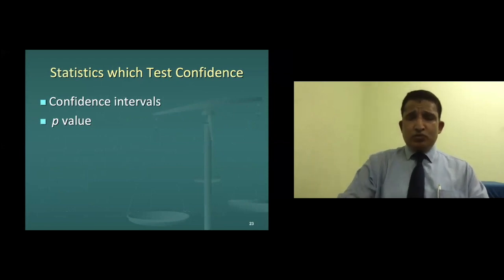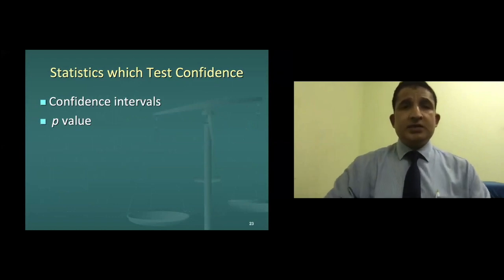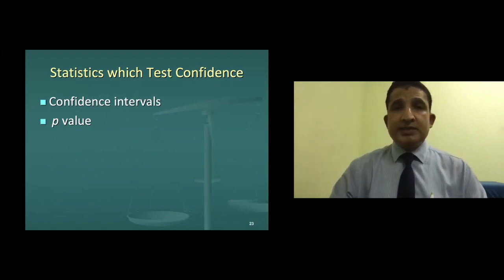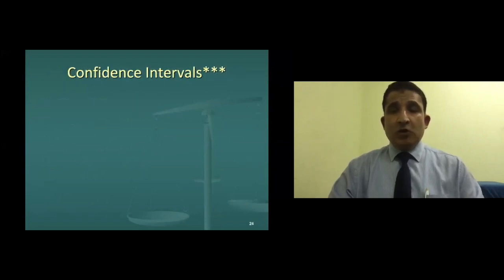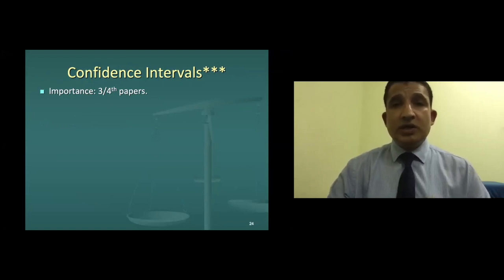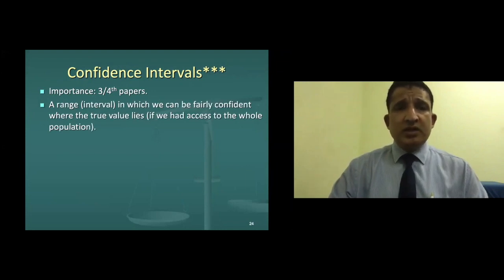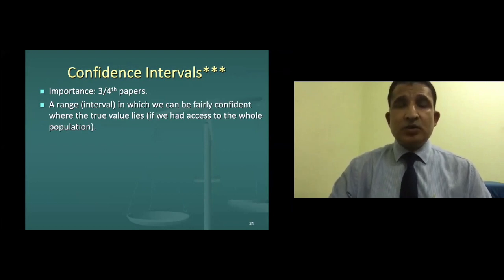Let's talk about these two very important terminologies used in statistics, which test the confidence. One is confidence interval, another is p-value. Confidence interval is also very commonly used in recent literature. More than three-quarters of the mainstream journals use confidence intervals in the results section of their original articles. So we should know it is nothing but a range or interval in which we can be fairly confident where the true value lies if we had access to the whole population.